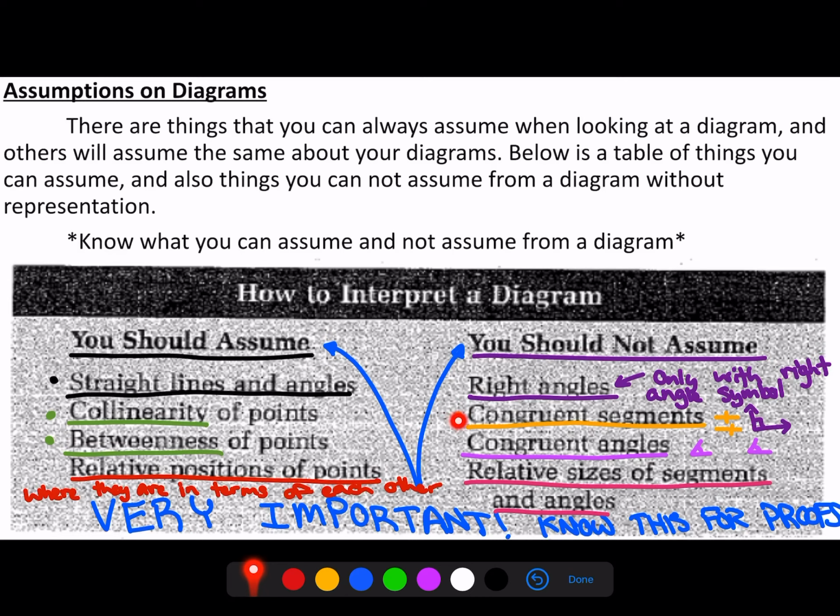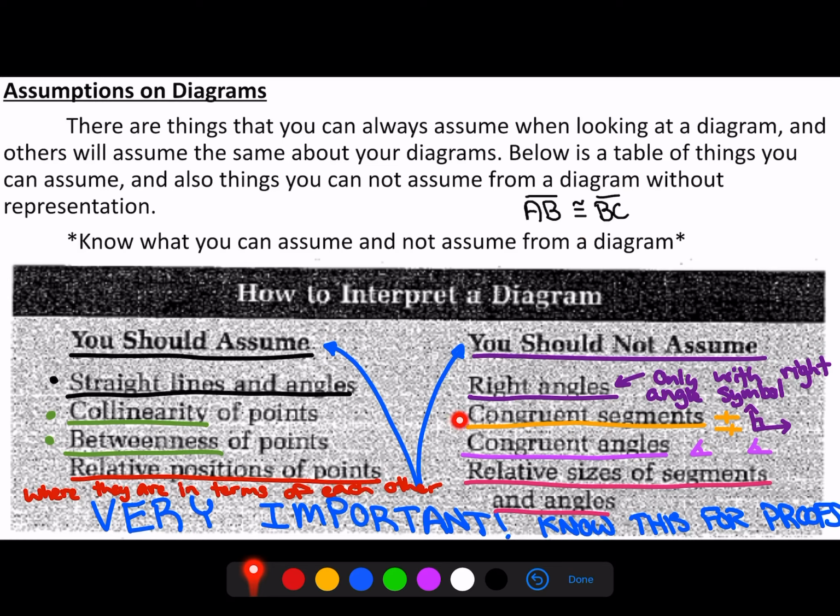Congruent segments. I need to have congruent marks on segments in order to assume that they are congruent. If those marks are not there, I cannot assume that they are congruent. Even if they look the same, even if they may even be the same, I cannot prove that they are the same without congruency marks or without statements such as segment AB is congruent to segment BC. So I either need a statement, I need congruency marks, or it needs to be explicitly stated.